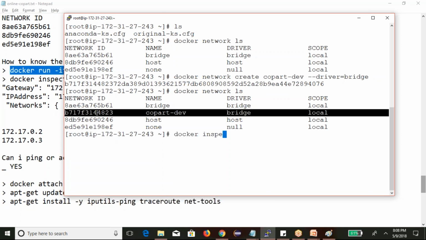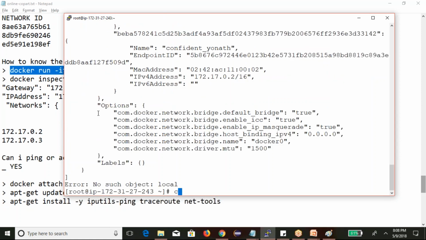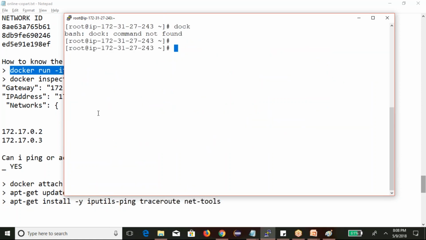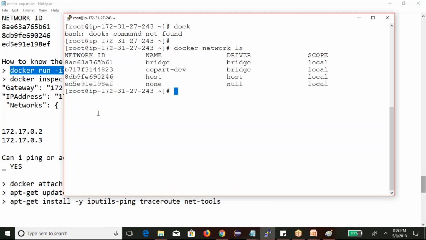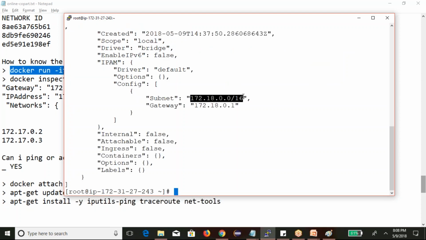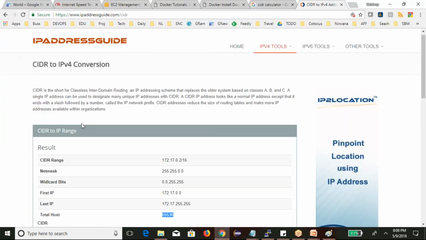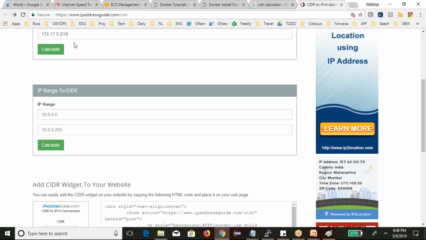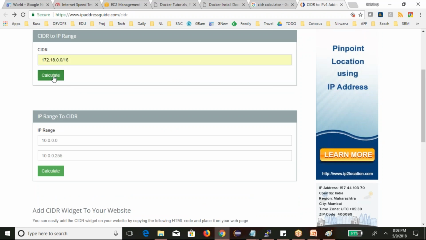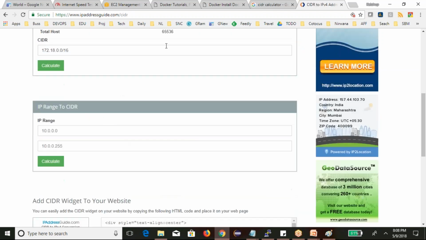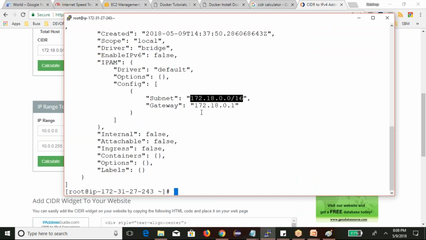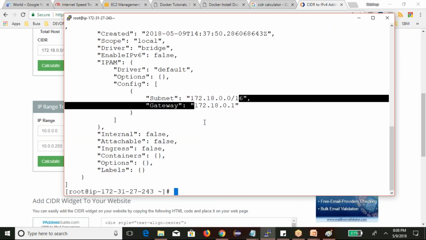So let's run the same command which you ran last time. docker network ls, docker inspect and then the bridge ID, network ID. See, this is the one. You got a different IP range, but the same set of hosts. If you run this, how many IP addresses do you get? Same, 65,000. Okay.